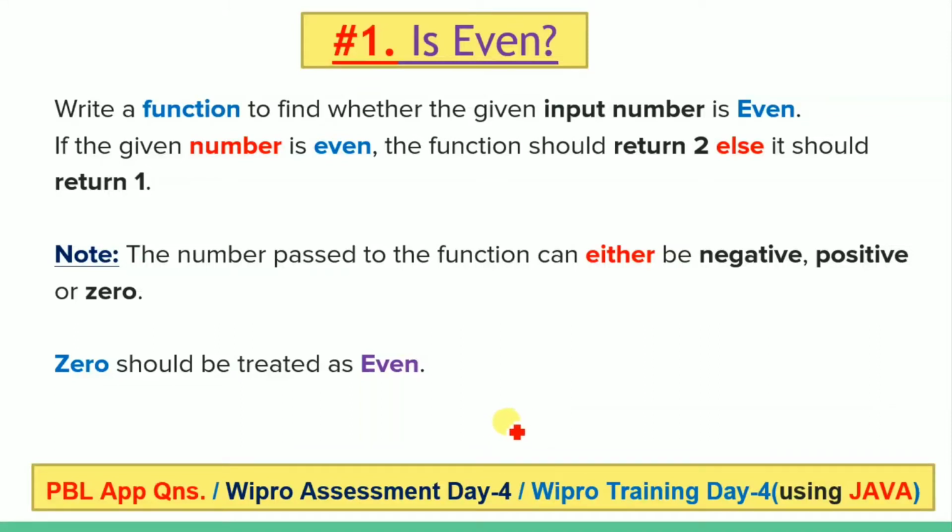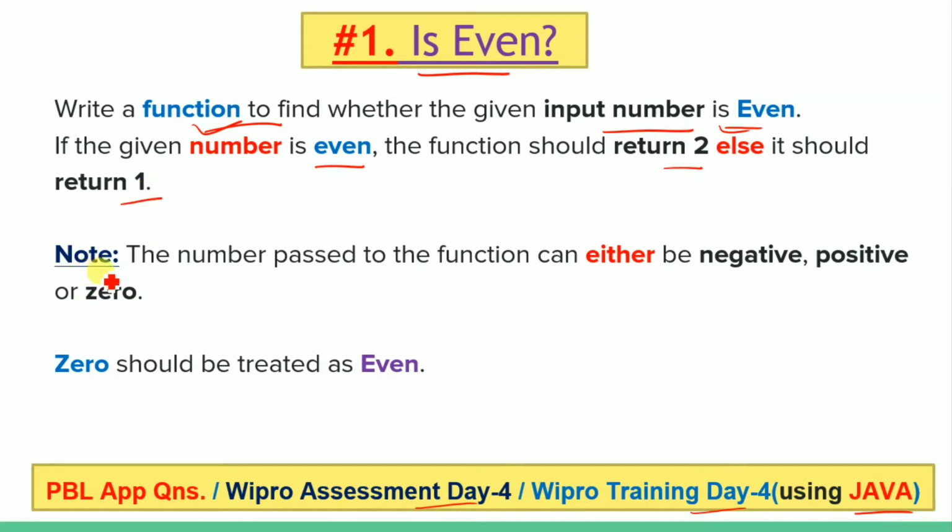Hello friends, today we will discuss the first question of Wipro assessment day 4 or Wipro training day 4 using Java, and the name of the question is even. Here it is given: write a function to find whether the given input number is even. If the given number is even, the function should return 2, else it should return 1.